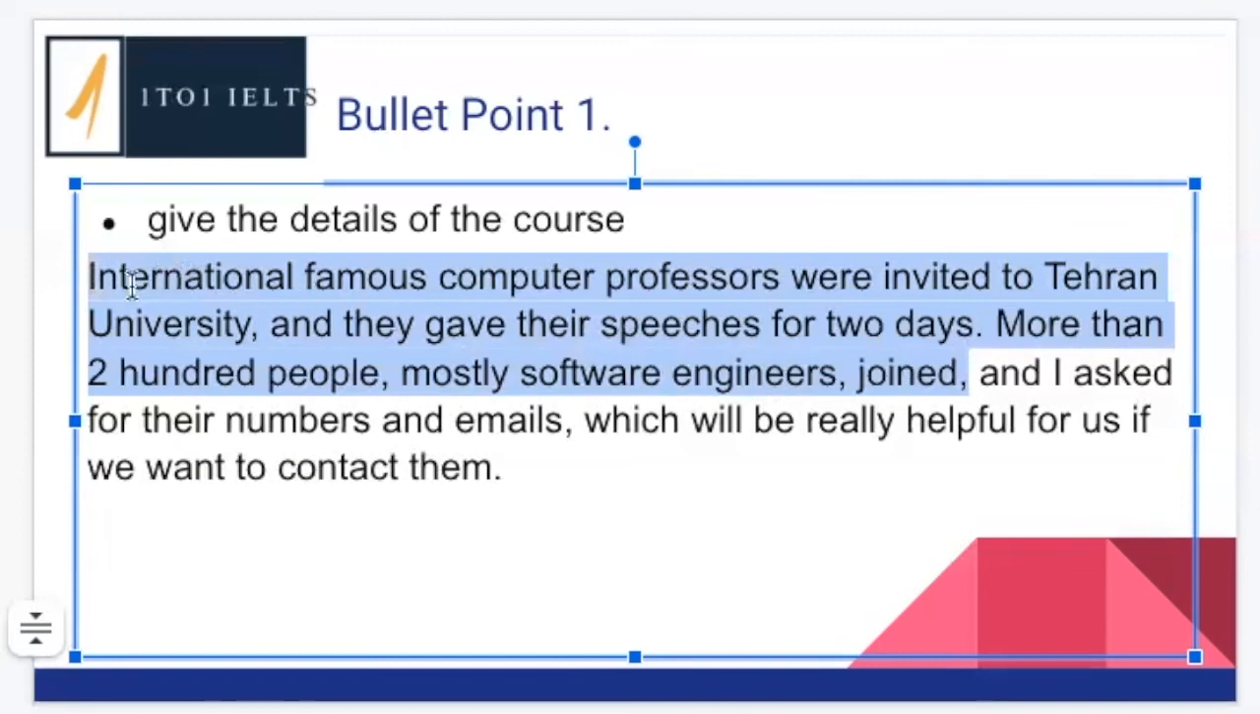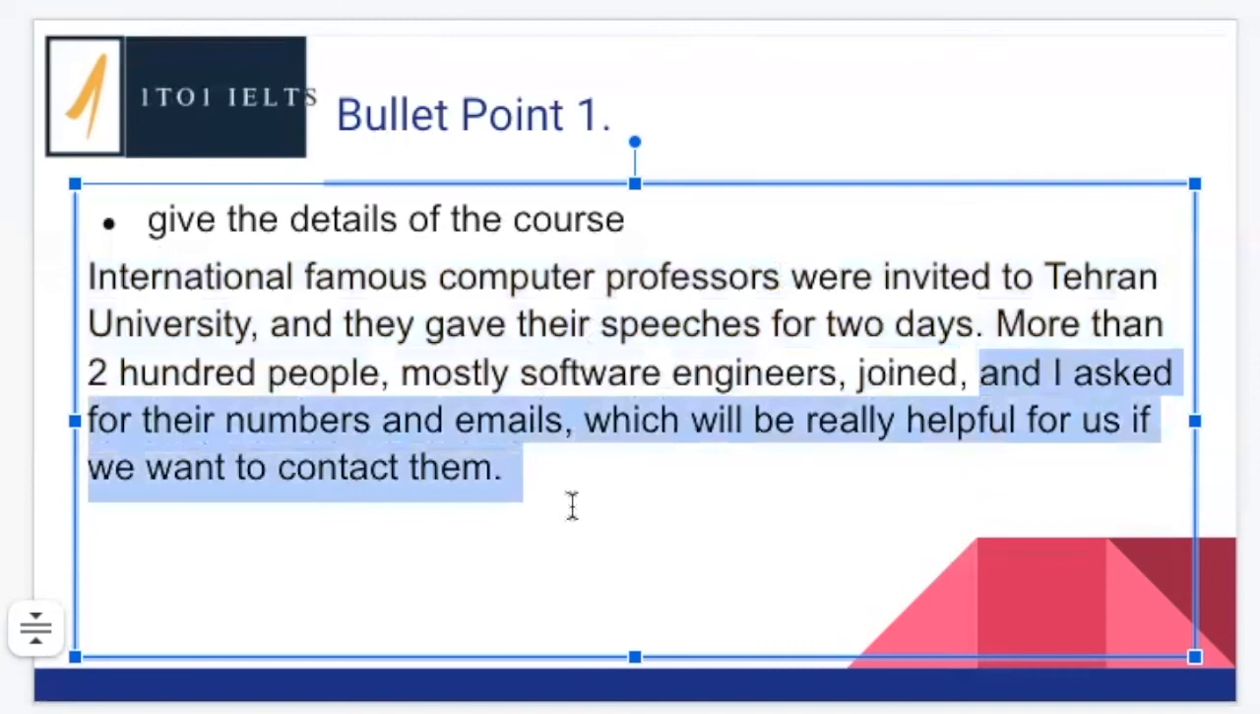Up until here, everything is relevant. Give details of the course. So we've talked about the teachers. We talked about what the teachers did. We talked about how many of the people were there. We talked about the people who are on the course. Asking about their numbers and emails, has that got anything to do with the details of the course? No. So this would be basically, for me, this has nothing to do with the question.